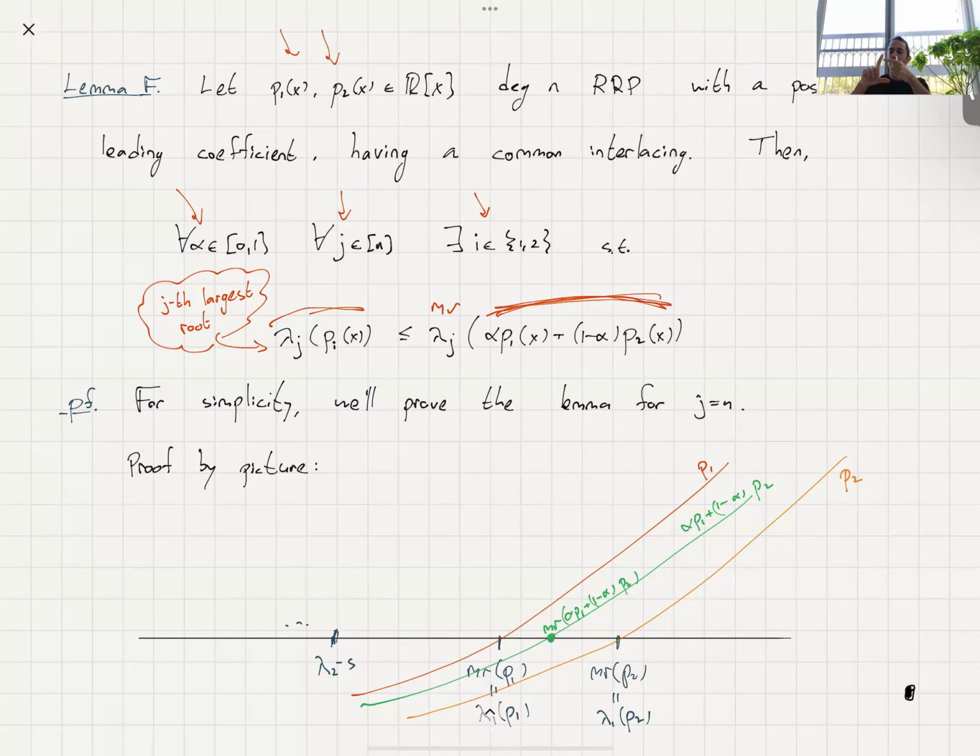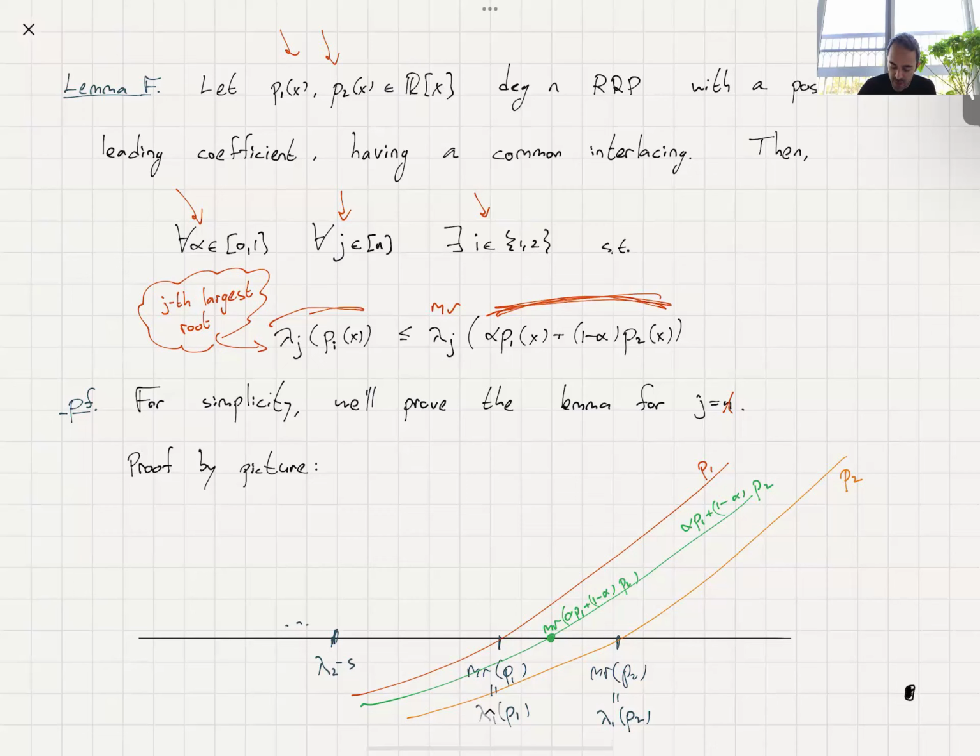In the previous video, we talked about the max root or lambda j function being monotone. Here, that's a weaker statement, but it suffices for us. It just says that one of the two endpoints, lambda j on that is smaller or equal to lambda j on the particular point that you have in the middle, depending on alpha. So good. So let's just prove it for j equals 1, the max root.